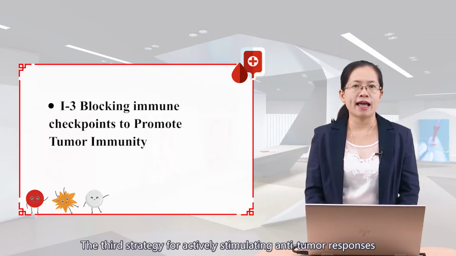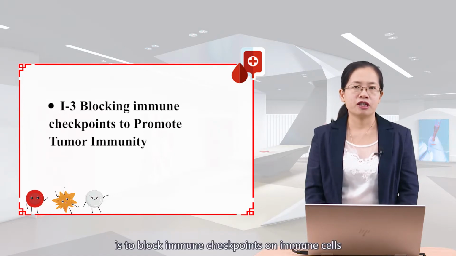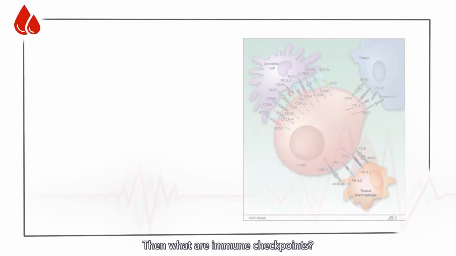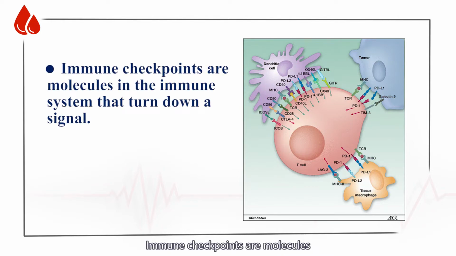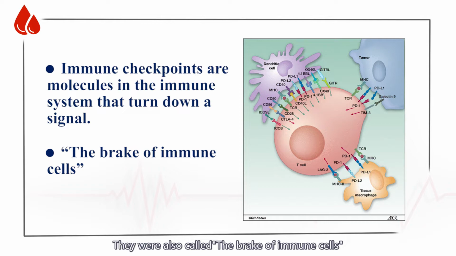The third strategy for actively stimulating anti-tumor responses is to block immune checkpoints on immune cells. Then, what are immune checkpoints? Immune checkpoints are molecules in the immune system that turn down the activating signaling and inhibit immune response. They are also called the brakes of immune cells.